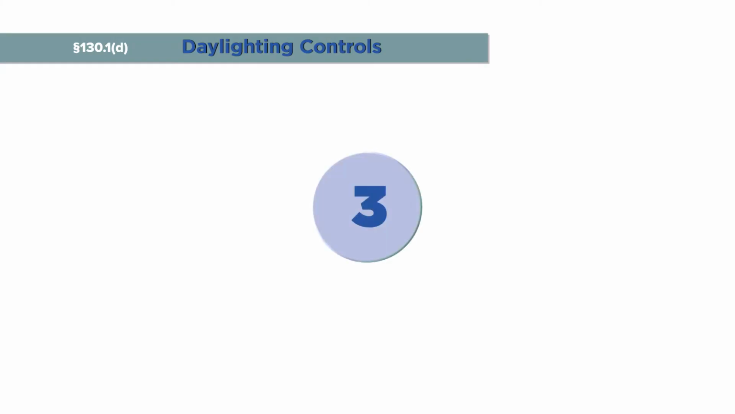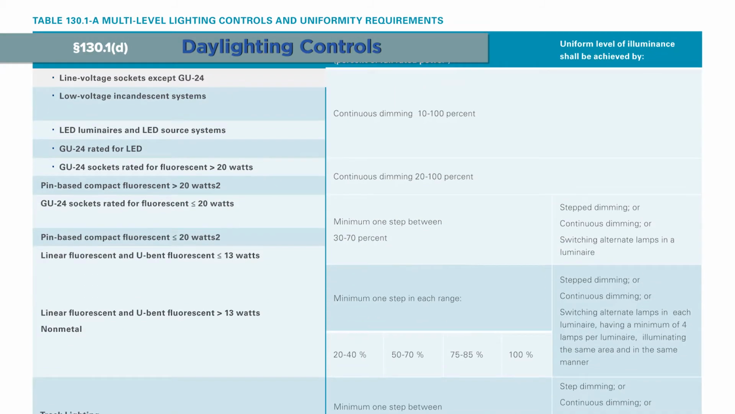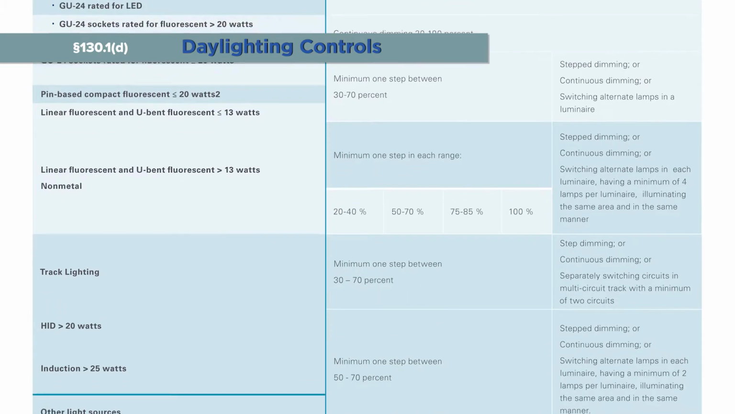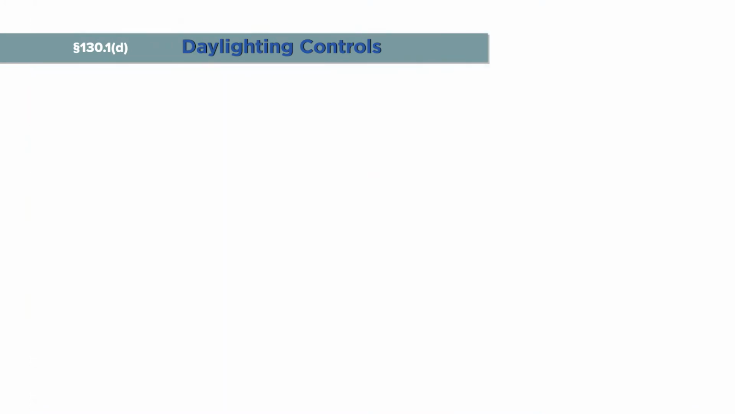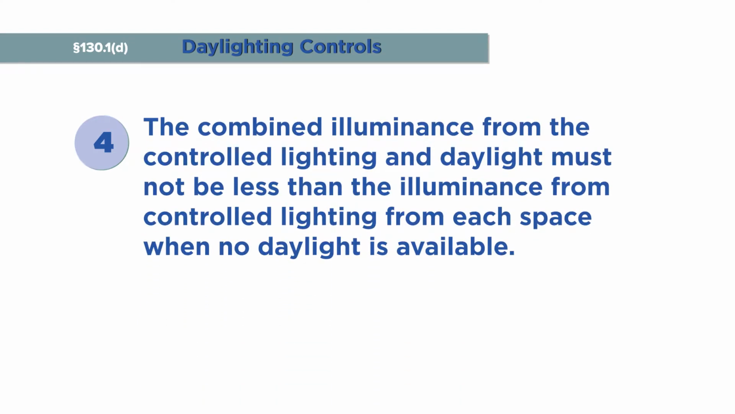Automatic daylighting controls must provide functional multi-level lighting having at least the number of control steps in Table 130.1-A, with an exception for spaces having a lighting power density less than 0.3 watts per square foot. The combined illuminance from the controlled lighting and daylight must not be less than the illuminance from controlled lighting for each space when no daylight is available.